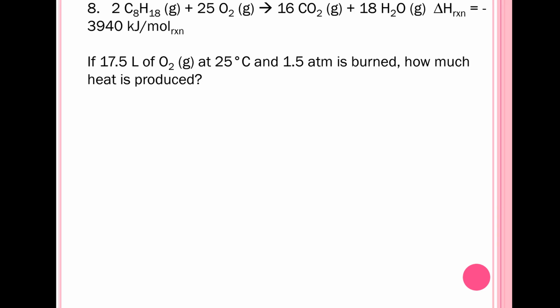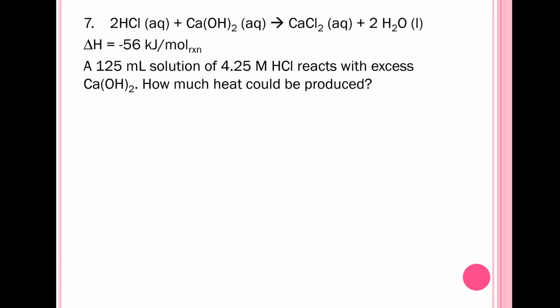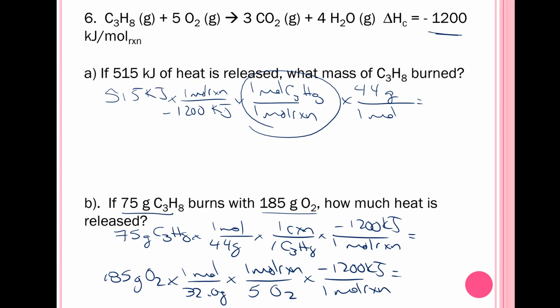Oops, go back. I wasn't done there. I can't get to it. All right, so I figured it out. So it's negative 2045 kilojoules.